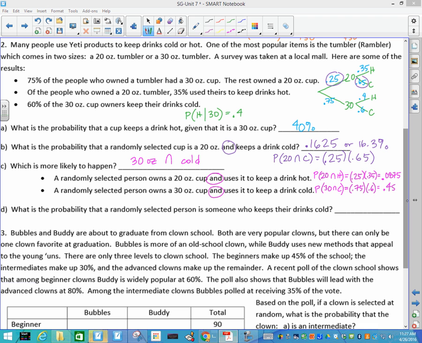Okay? Alrighty. Continuing, what is the probability the randomly selected person is someone who keeps their drink cold? So this one's a little different. When you do your tree diagram, if you're looking for someone who keeps their drink cold, that's at the end of the branch. So you got to add up this branch and that branch.